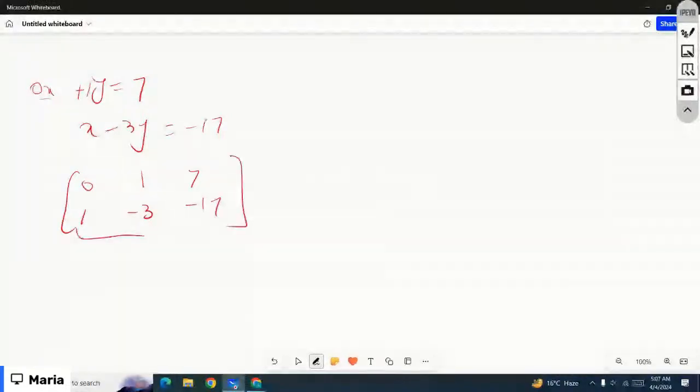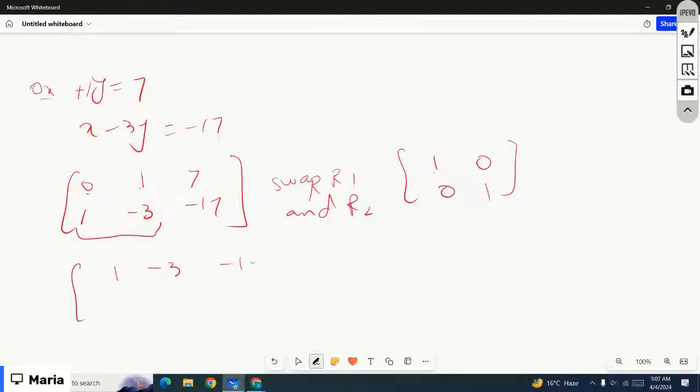You have to convert this left portion to the identity matrix. Identity matrix is 1 0 0 1. Here you can see you have 0 and 1. You need 1 0 here. Just swap these rows, swap R1 and R2. You have 1, negative 3, negative 17 now, 0, 1 and 7 now.